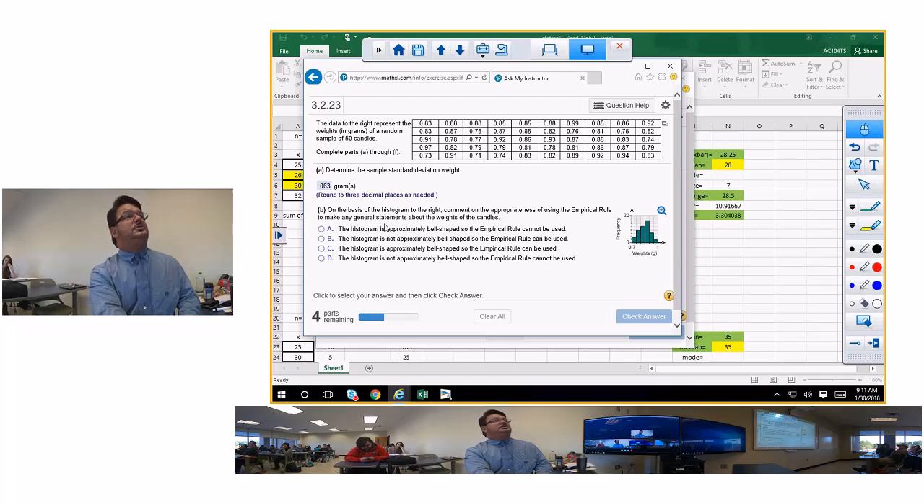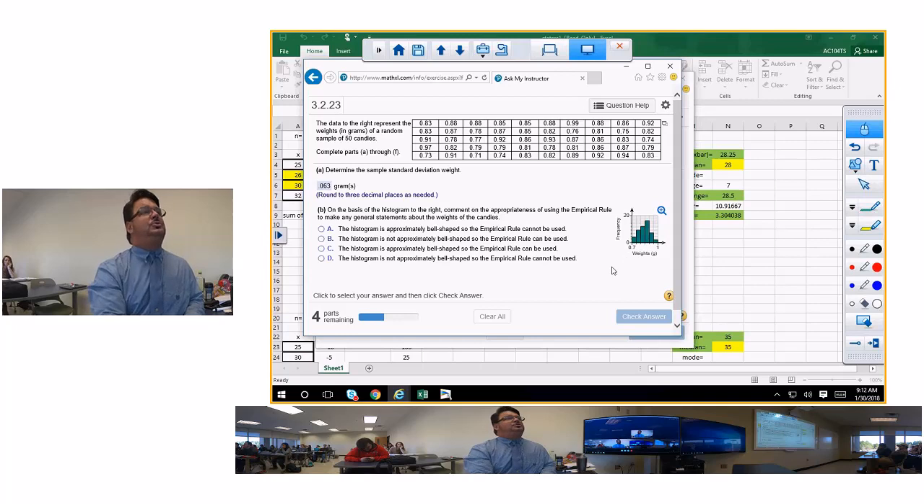On the basis of the histogram to the right, is this a normal distribution? It is close. The only problem is this guy right here is not like this guy. So you would say it's probably close. The histogram is approximately, not approximately, approximately, not approximately. So I would say approximately.